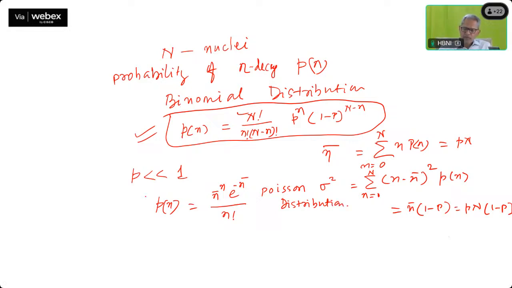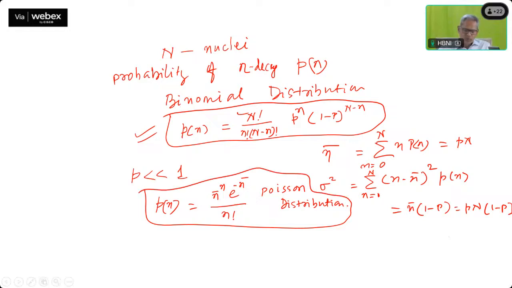Okay, this is the Poisson distribution. This is the binomial distribution. And here also you can write your n average will be Np, and sigma will be, in this case, root of the mean. Another approximation occurs in the case of small p and large n average.